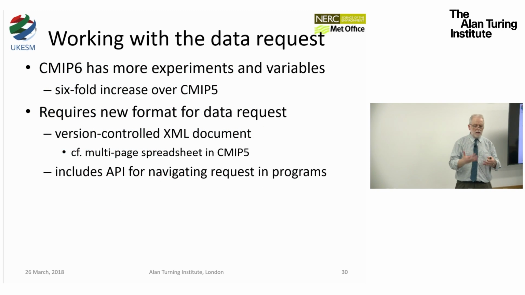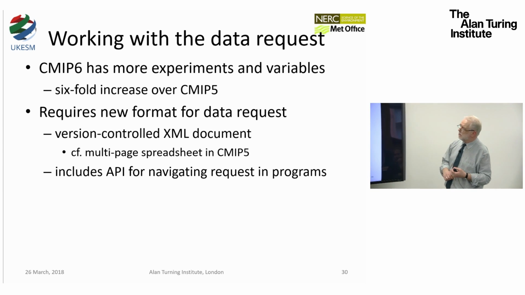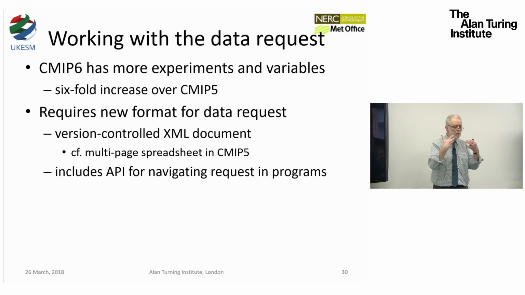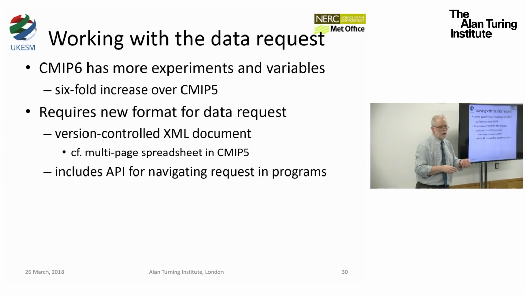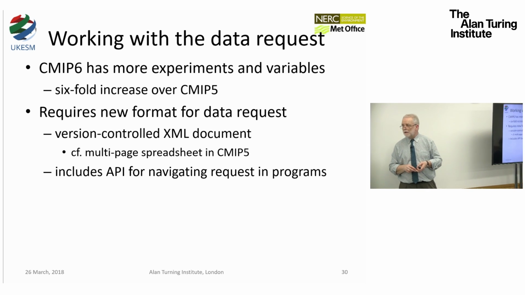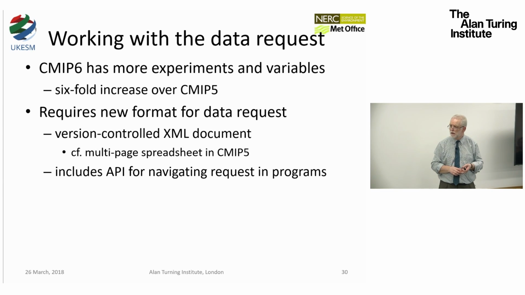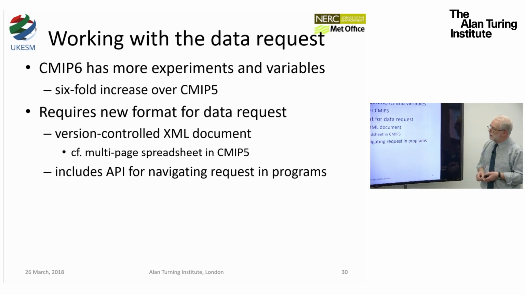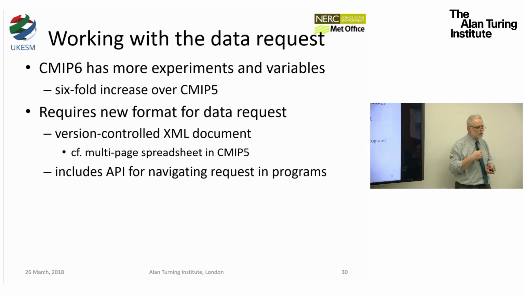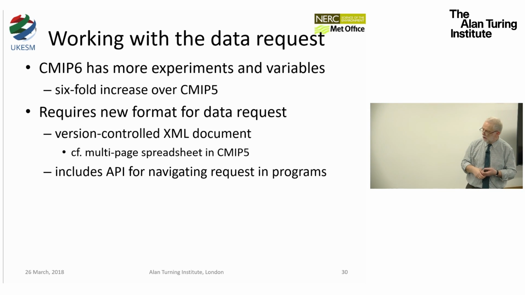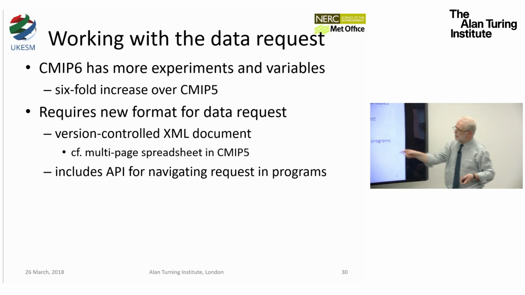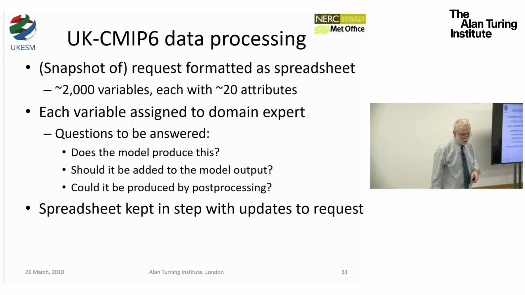I mentioned already that CMIP6 has got more experiments and variables than CMIP5. Some people think it's about a 6-fold increase in terms of the number of data sets, in terms of the variables and the experiments they got. When they specify this list of things that we want you to output from your model, in the olden days they distributed an Excel spreadsheet, which I've already seen the word yuck attached to in a presentation today. I wonder if you can remember where that came from. Excel is last year's thing. So this is being distributed using a version-controlled XML document, which makes it more interrogable, and with an API for navigating that data request in programs, for example.